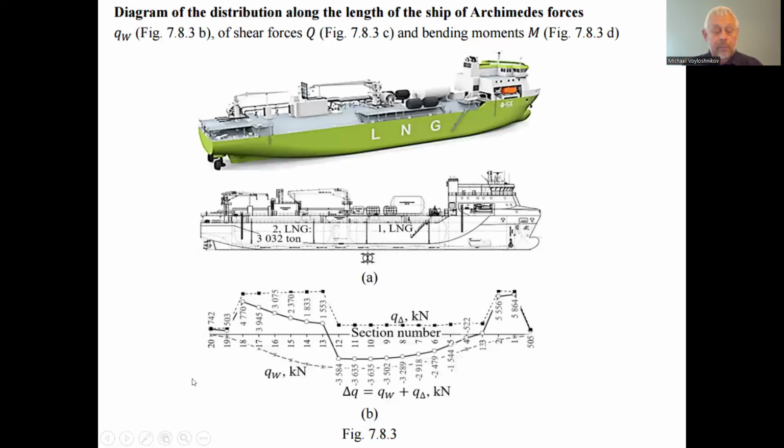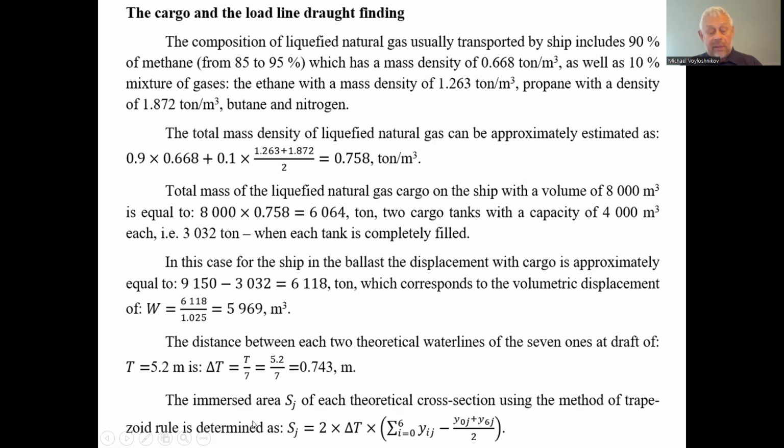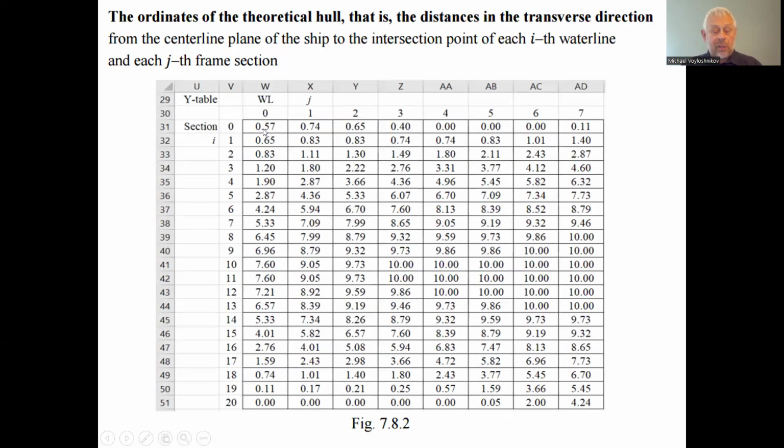Sorry, we can just as well indicate the formula for numerical determination of the distribution of the volume by the draft of the ship. The immersed area of each theoretical cross section using the trapezoid rule is determined as follows. In this trapezoid rule we have the factor 2 because we consider a symmetric ship, and in the Excel table we have only half of the ship widths, because these are measured from the diametric plane, the plane of symmetry of the ship hull.